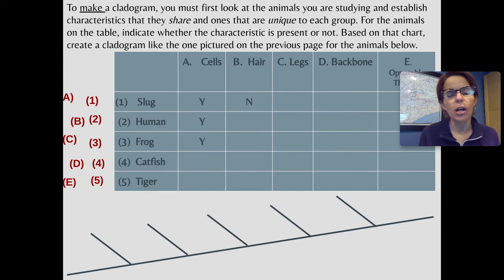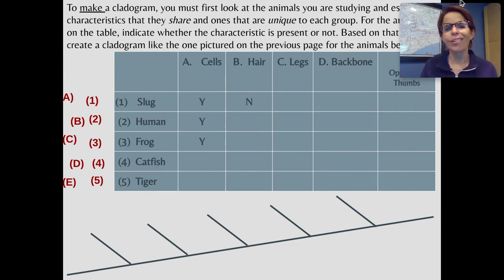Okay, so let's take a look at a slug. Is it made of cells? Yes, anything that's alive is made of cells. So under A, everybody's going to be a yes. But we're going to do slug, so we're going to go across. Does a slug have hair? No. Does it have legs? No. Does it have a backbone? No. And does it have opposable thumbs? No. So it's all no's for that one.